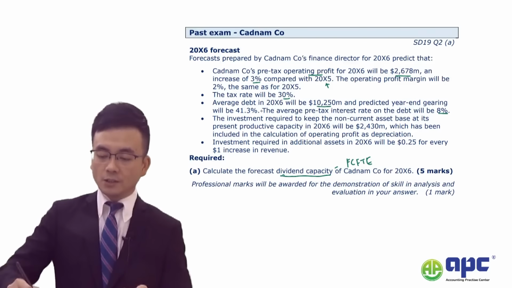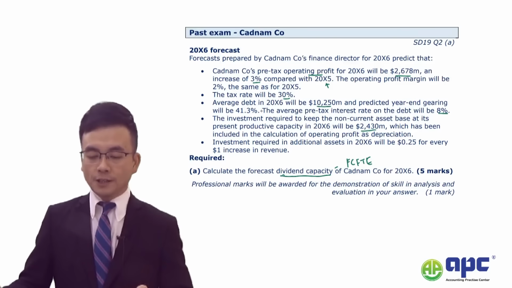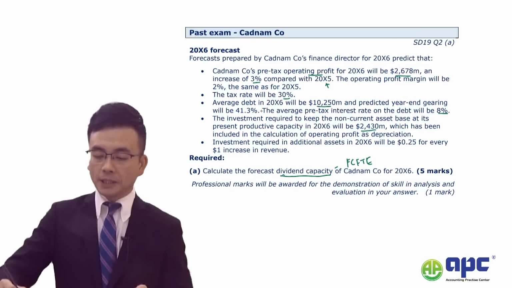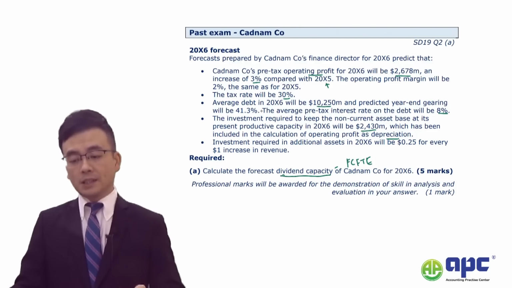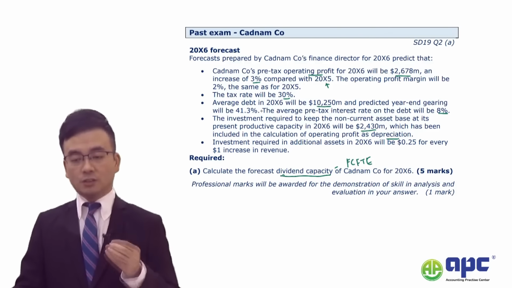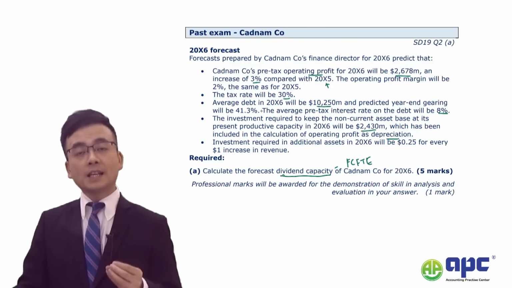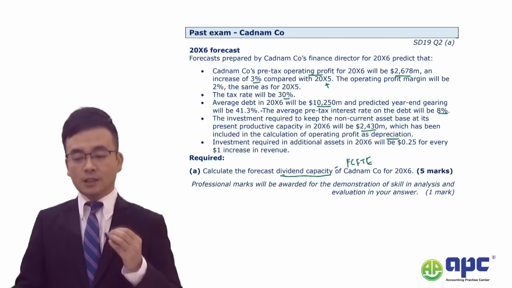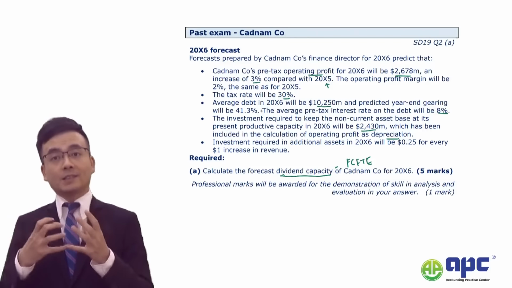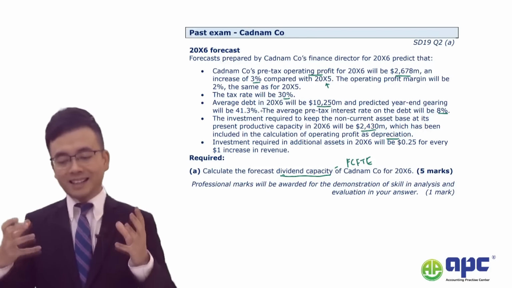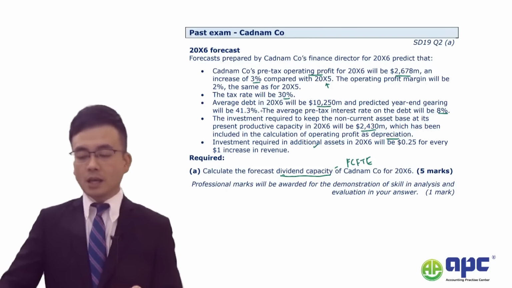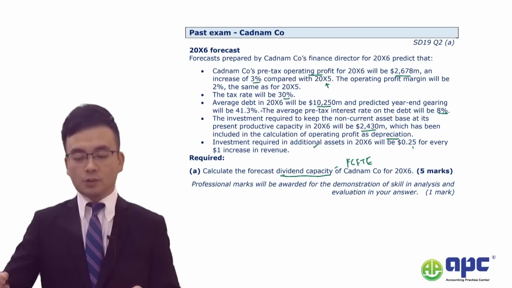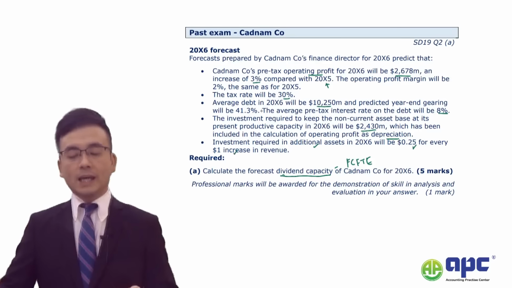And the investment in non-current asset 2430, and also including the calculation of the depreciation. Alright, so which means that we need to plus depreciation worth of 2430, and then we need to subtract that investment in non-current asset. So in essence, it has no effect in there. But we've got additional asset investment of 0.25 for every $1 increase in revenue.